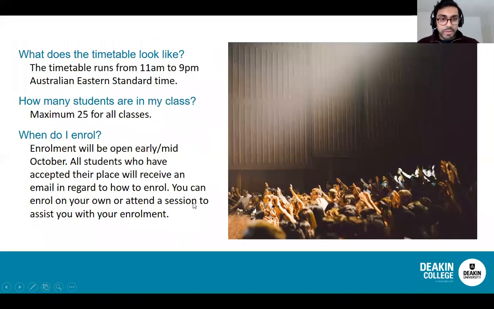Thanks, Dan. Okay. The other questions that we get: what does my timetable look like? Our general timetable at Deakin College runs from 11 a.m. to 9 p.m. This is purely to help students who are studying online because of time differences and things like that. We schedule our classes between 11 and 9.